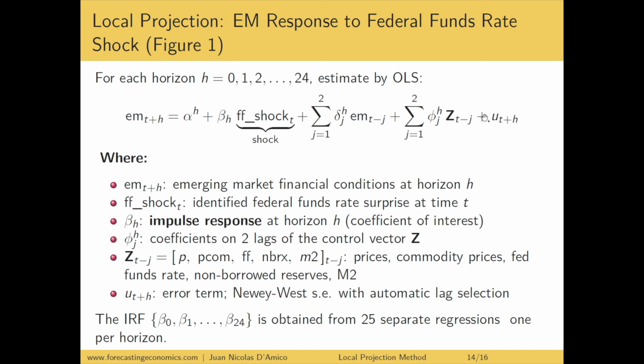Finally, we have an error term that we are going to compute using Newey-West, as I mentioned in the first video. We need to ensure that we are correcting for autocorrelation and heteroskedasticity. The impulse response function is obtained from 25 separate regressions, one per horizon. So we are going to be estimating this regression 25 times using OLS, and we are going to repeat this process for each of the variables in the model.